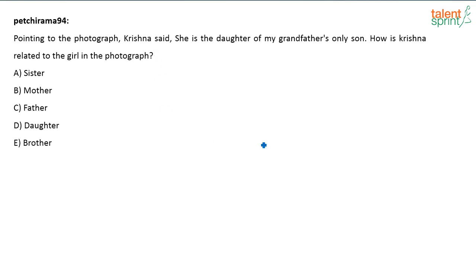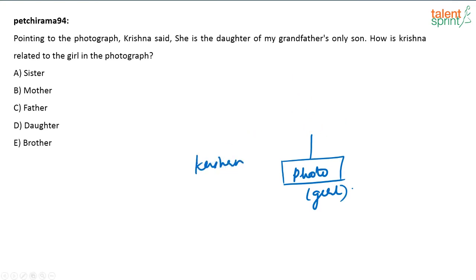See, what is Krishna saying? The girl in the photo is the daughter of my grandfather's only son. So Krishna has a parent whose father is Krishna's grandfather. Grandfather has a son. His daughter is the girl in the photo. Now, this girl can be Krishna itself, right? If Krishna was a girl, this girl can be Krishna itself.